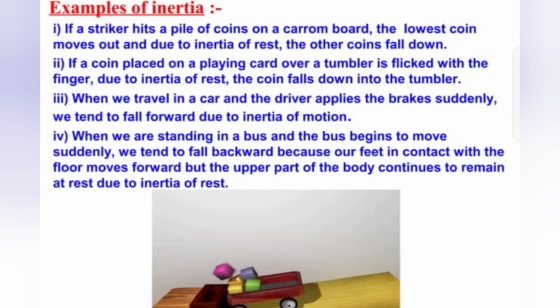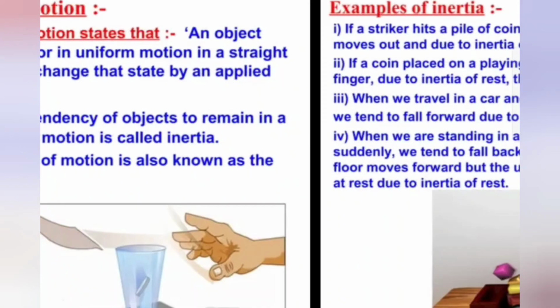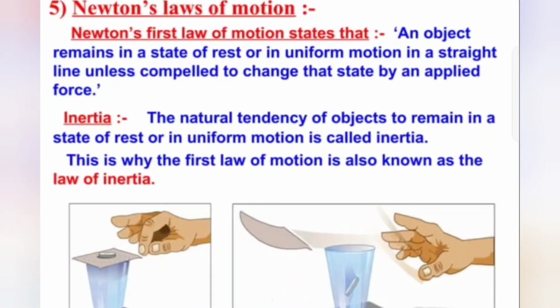Inertia of rest, let us see the first example. When the striker hits a pile of coins, it was at rest, right? And suddenly it got into motion. That's why it fell down. So what is happening here? Can you see the diagram down? It is because it was at rest, and suddenly, when you just pushed the card, the coin just went inside. It's because of inertia of rest.